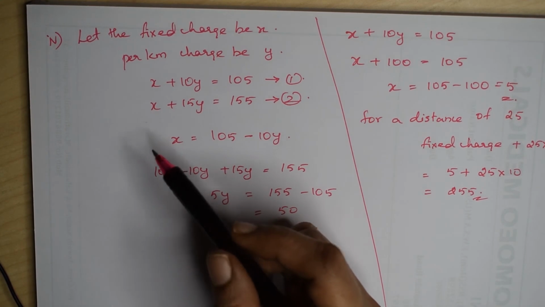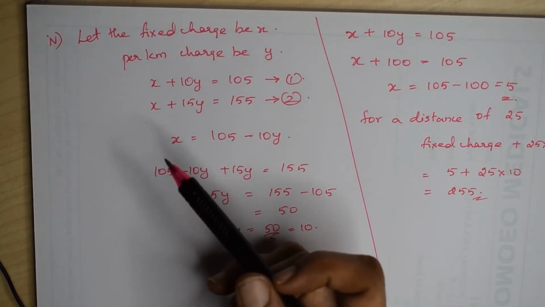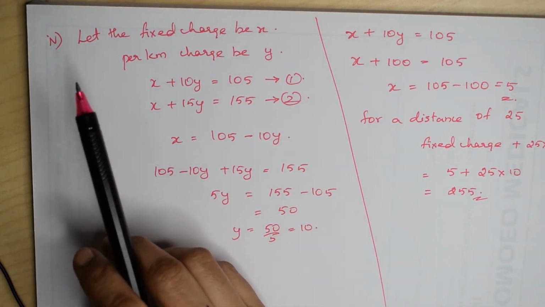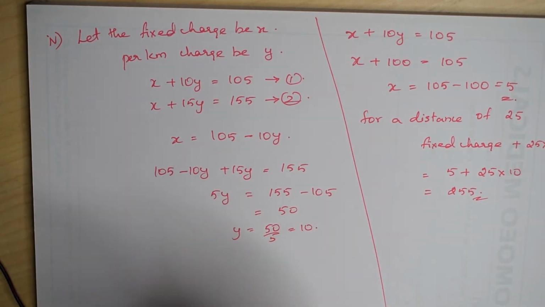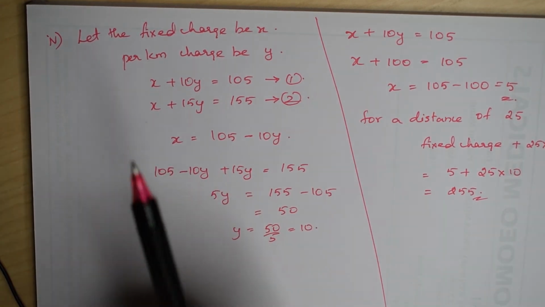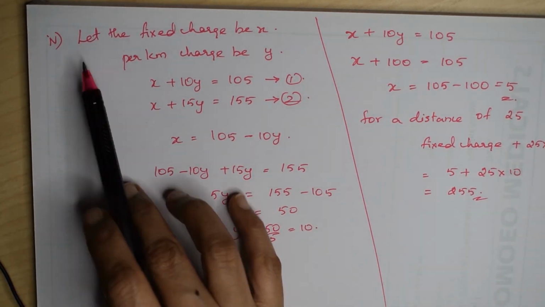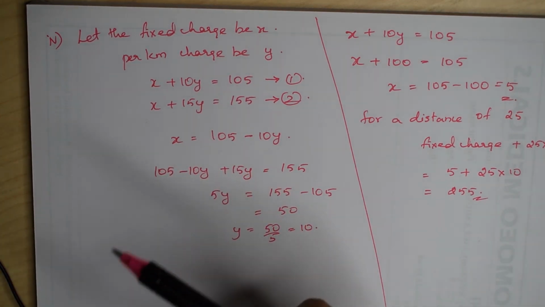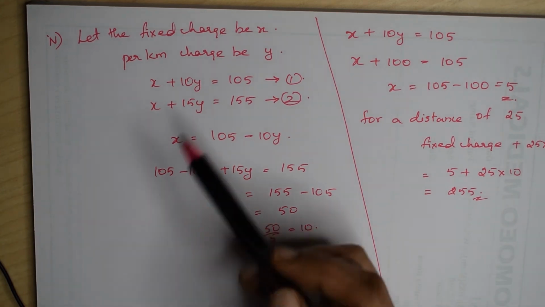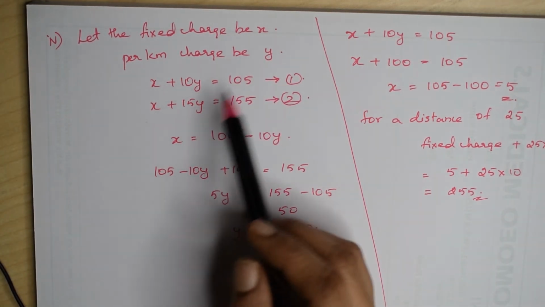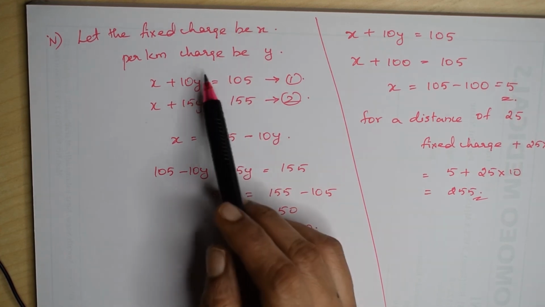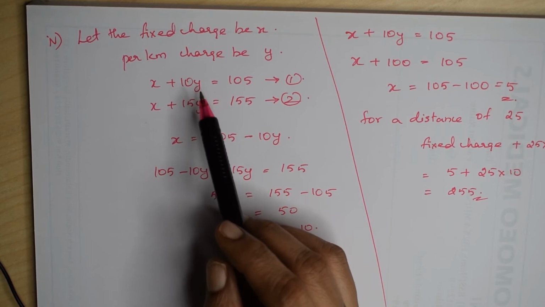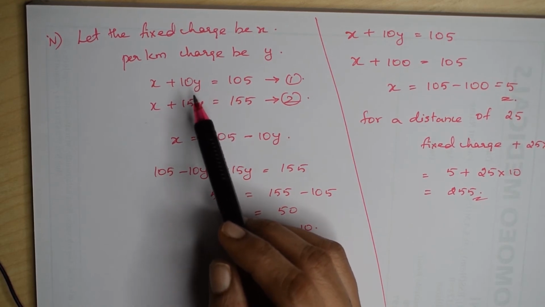In this sum, we are talking about a taxi charge and how it is calculated. Okay, so there will always be a fixed charge. However much distance you go, once you get on a taxi, you will be paying one fixed charge. So let that fixed charge be x, and then it calculates the kilometer charge. According to the distance it runs, it is calculated by y. So let the fixed charge be x and the kilometer charge be y. And here they have given an equation, showing the price when you travel 10 kilometers.